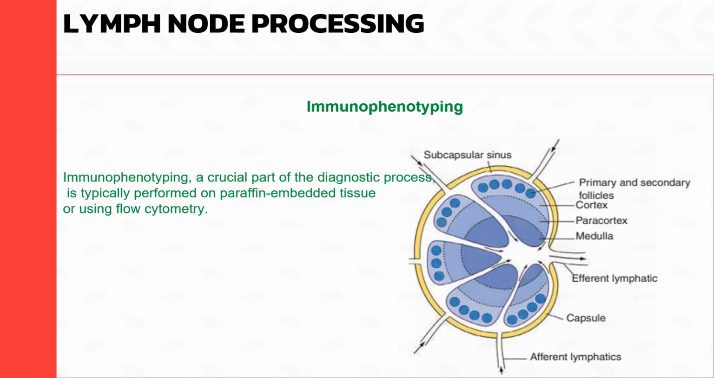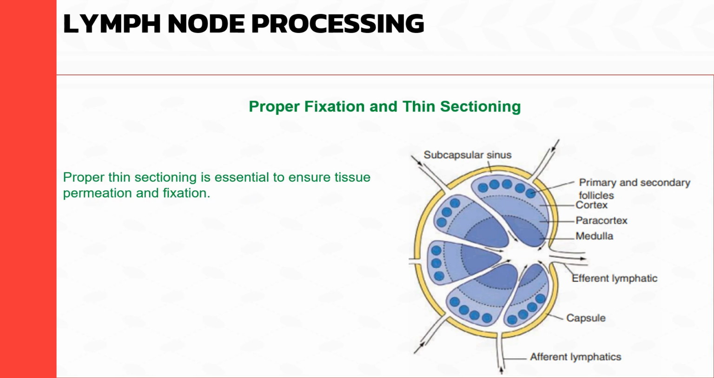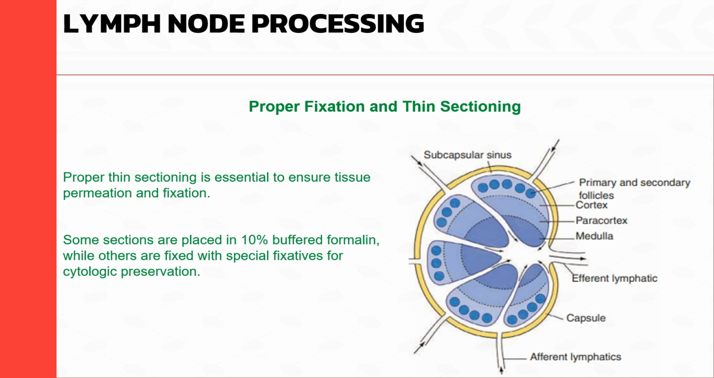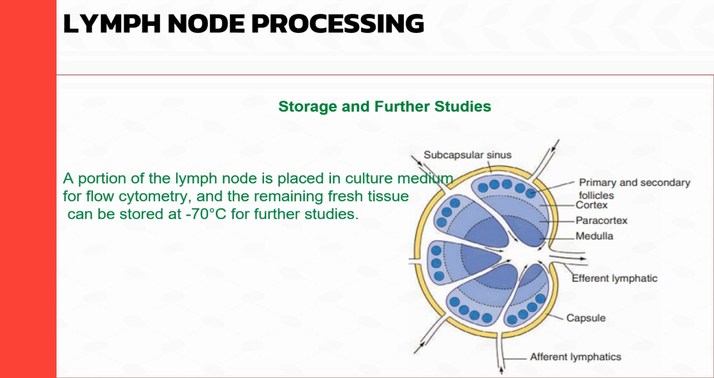Immunophenotyping, a crucial part of the diagnostic process, is typically performed on paraffin-embedded tissue or using flow cytometry. Proper thin sectioning is essential to ensure tissue permeation and fixation. Some sections are placed in 10% buffered formalin, while others are fixed with special fixatives for cytologic preservation. A portion of the lymph node is placed in culture medium for flow cytometry, and the remaining fresh tissue can be stored at -70°C for further studies.